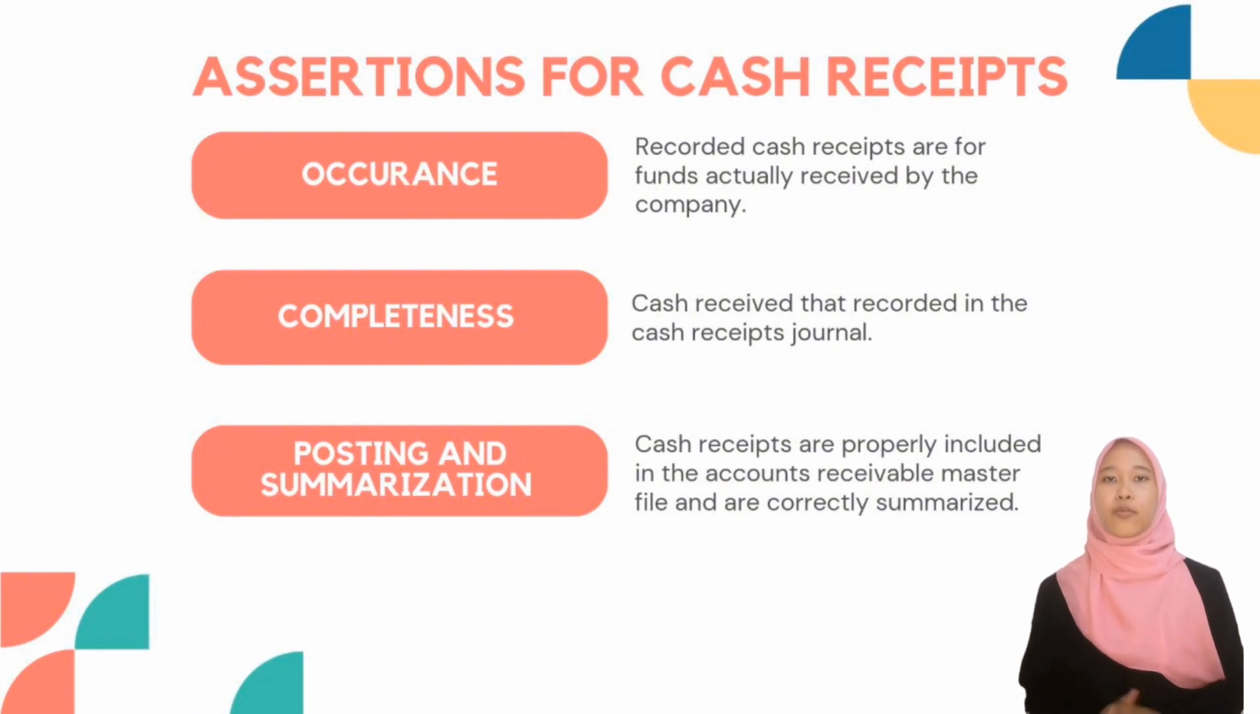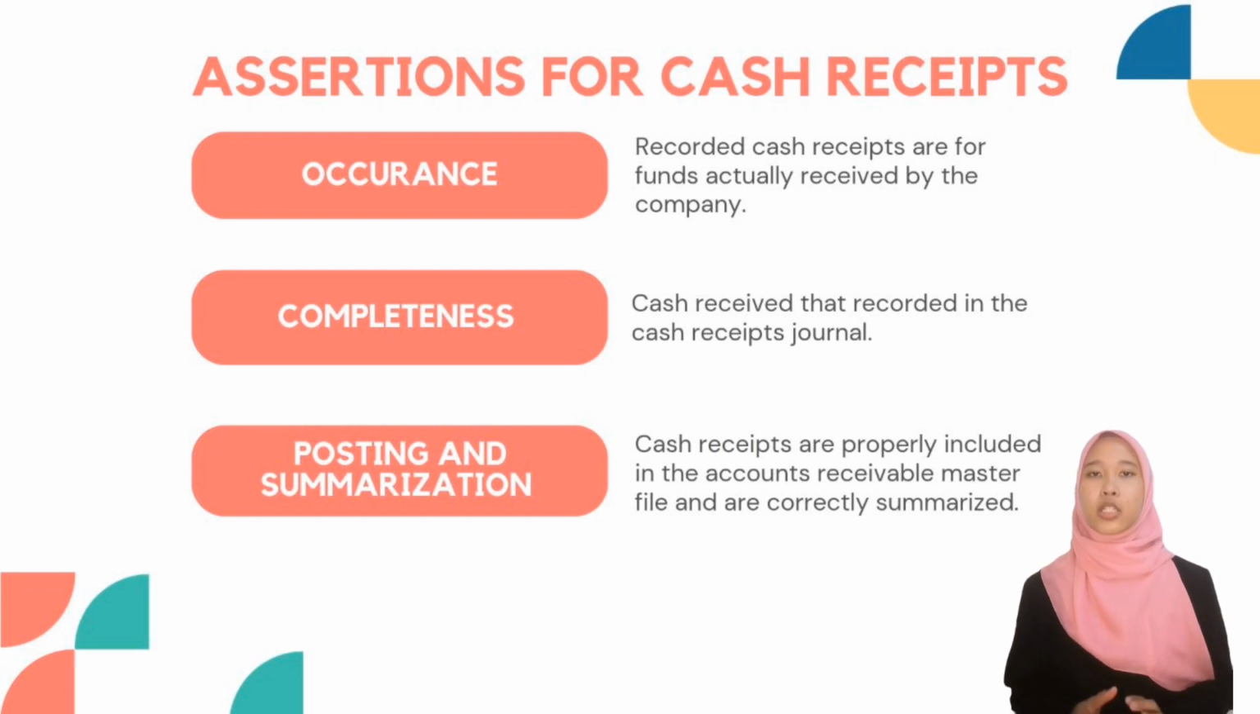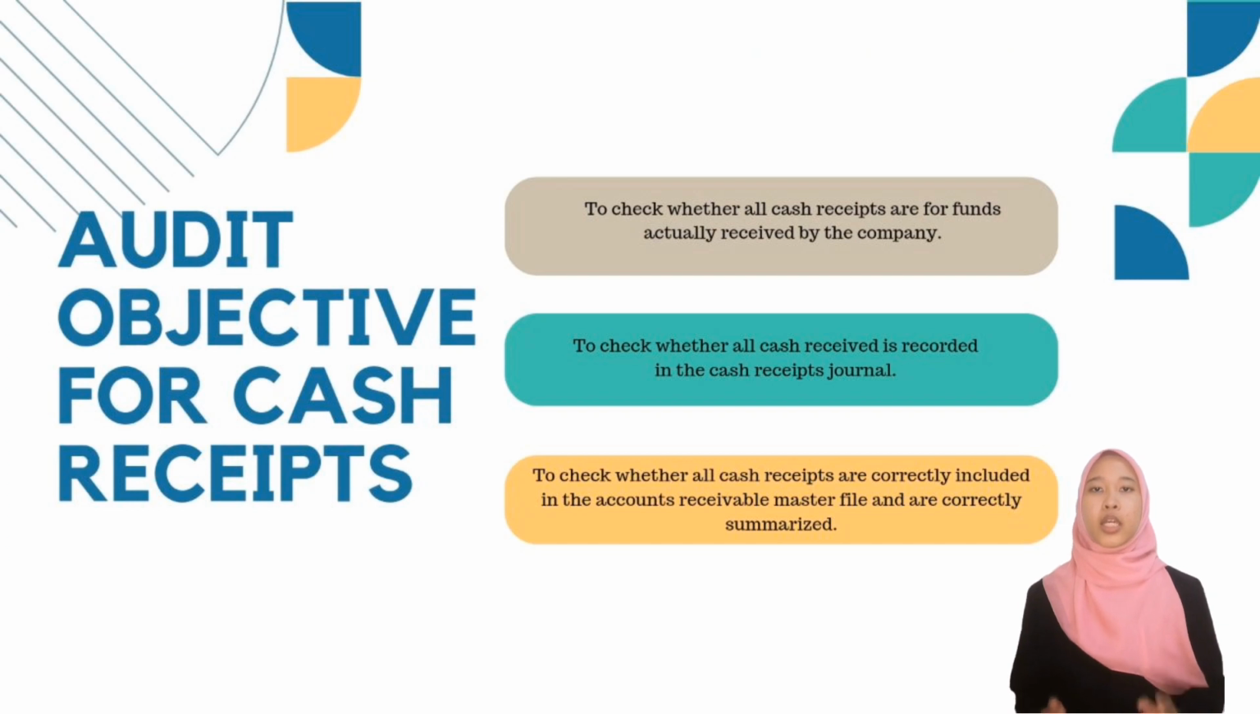Next, three essentials for the cash receipts. First, occurrence is recorded cash receipts are for funds actually received by the company. Second, completeness is cash receipts that are recorded in the cash receipts journal. And last, posting and summarization is cash receipts are properly included in the accounts receivable master file and are correctly summarized.